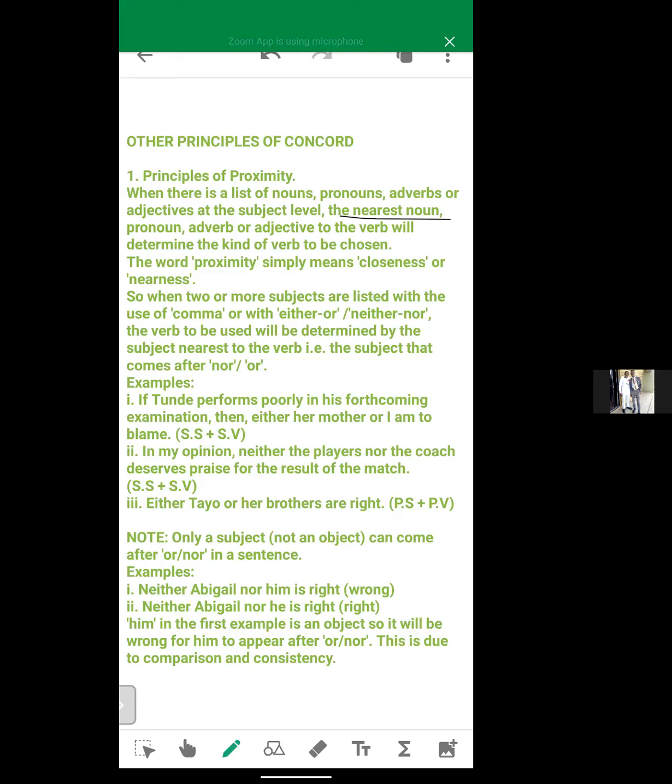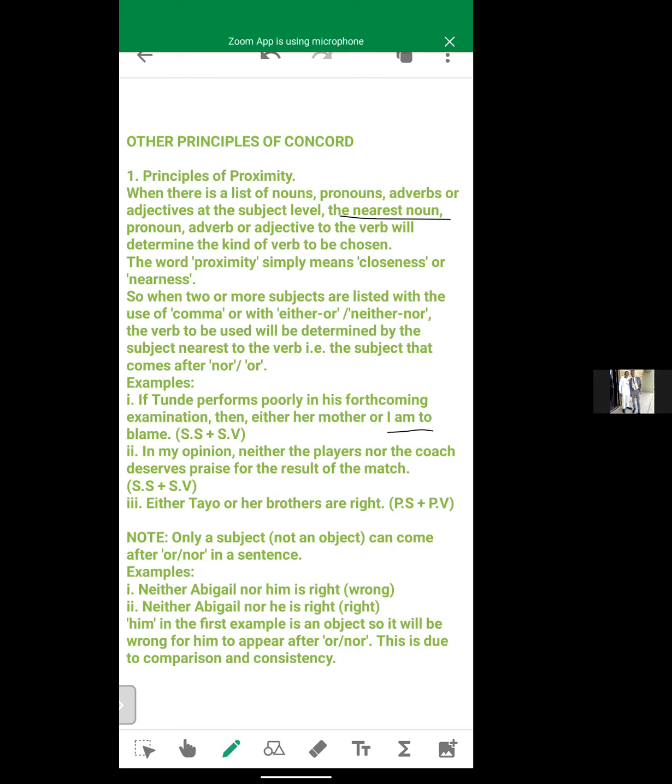Look at this. I am. Now in some examinations, this place for the verb will be left vacant for us to determine the kind of verb to be included in that place. If Tunde performs poorly in his forthcoming examination, then the mother or I dash to blame or to be blamed. So in this case, you have to choose which verb best fills that place. And you can be given options like is, are, am, was. So you are to discern correctly which of the options correctly fills that vacuum.